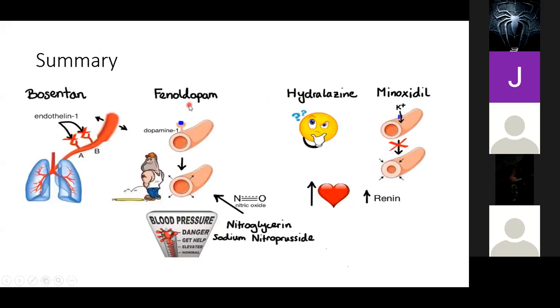We also have fenoldopam. It acts on dopamine receptors, and this causes dilatation. We also have nitroglycerin, which increases nitric oxide to cause dilatation of blood vessels. Also, we have bosentan, which allows your airways to dilate. It acts to block endothelin-1, which causes constriction and narrowing of the airway.